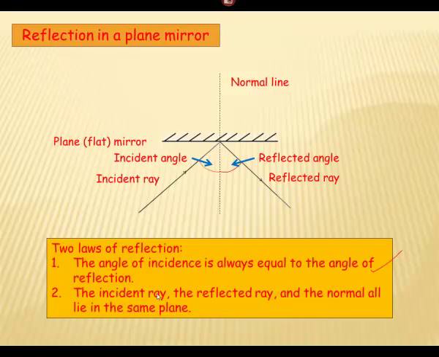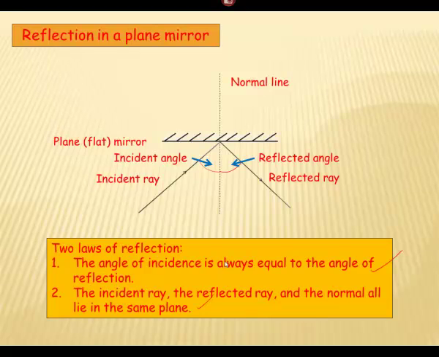Now the second one says the incident ray, the reflected ray, and the normal all lie in the same plane. What that means is that you can actually draw these on a flat piece of paper. So don't get too hung up about this same plane bit here. What it means is you can draw all these on the same bit of paper. Okay, so those are the basic rules there. In reflection, the angle of incidence is always equal to the angle of reflection, and the incident ray, the reflected ray, and the normal always lie in the same plane.